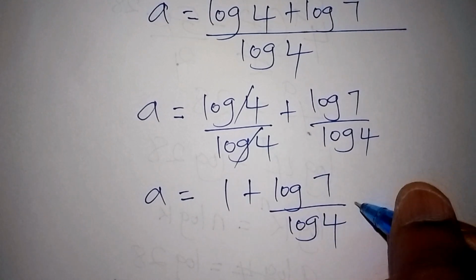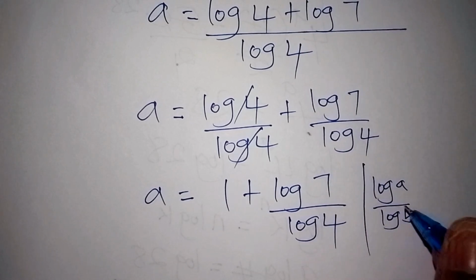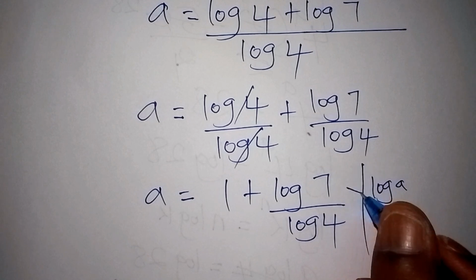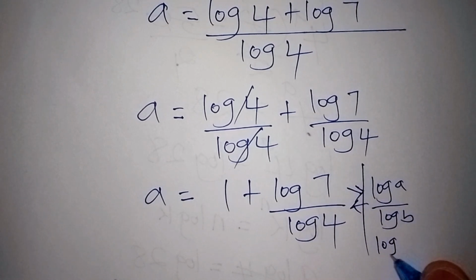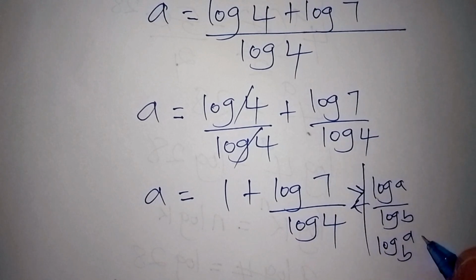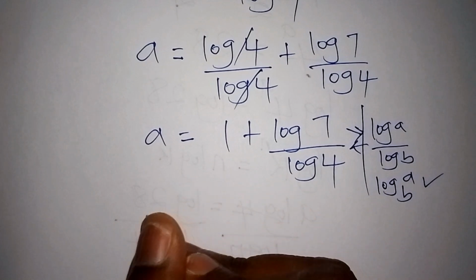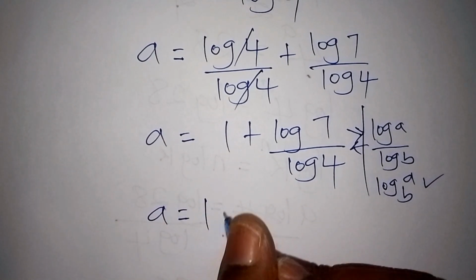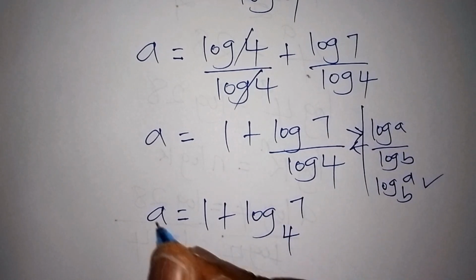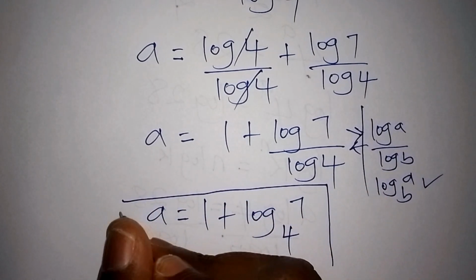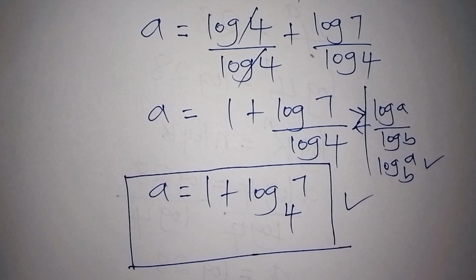So remember that assume we have the log of a all over the log of b. This is the same as this, so they are more or less the same. So here now we can convert it by having the log of a to the base of b. So in this case now, we shall conclude by having our answer as a is equal to 1 plus the log of 7 to the base of 4, and this one now shall be the value for a. So that is how we find these answers in the simplest way possible.